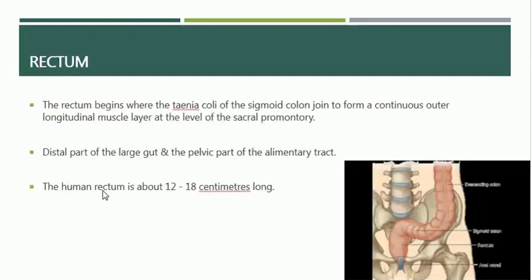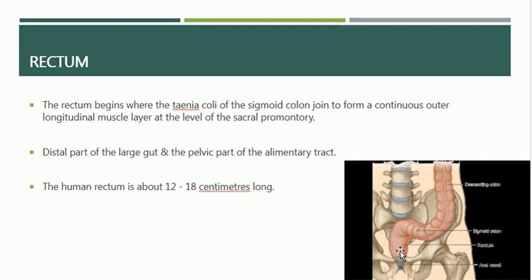The rectum is basically a part of the colon. The rectum begins where the taenia coli of the sigmoid colon joins to form a continuous outer longitudinal muscle layer, which is at the level of the sacral promontory. Here you can see it is the beginning of the rectum. These are the taenia coli. You can see the taenia coli. They are joining to form the continuous outer longitudinal muscle layer of the rectum.